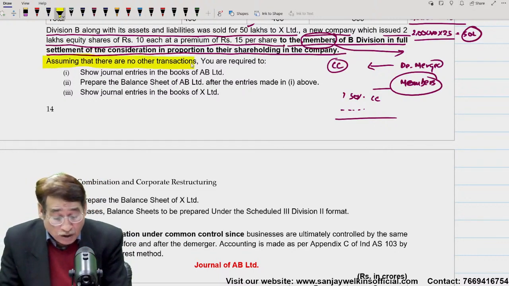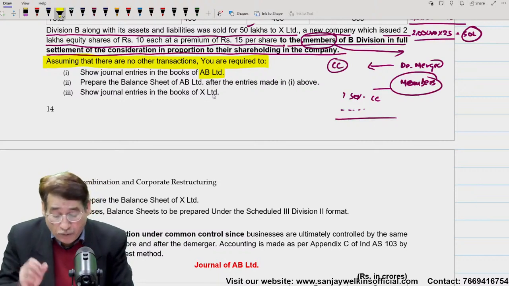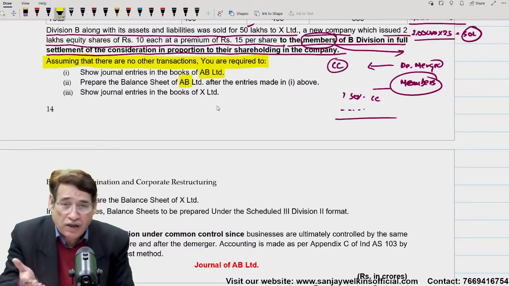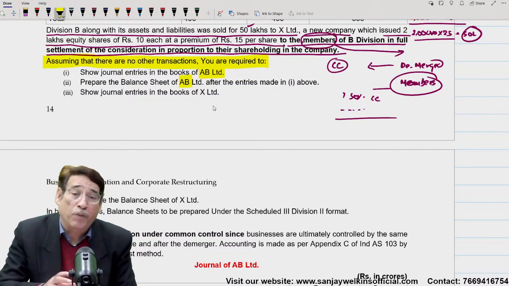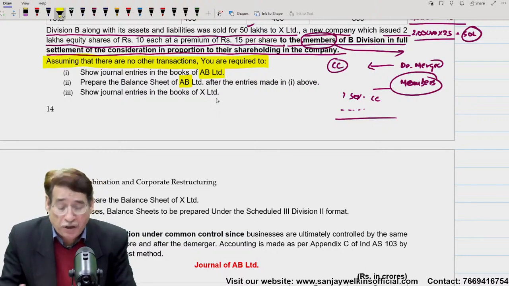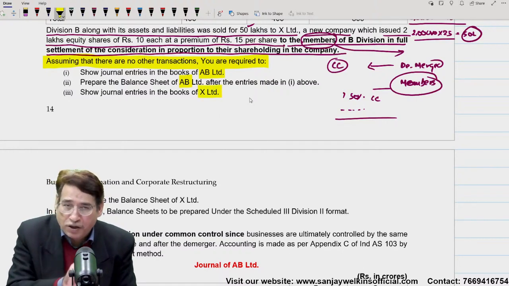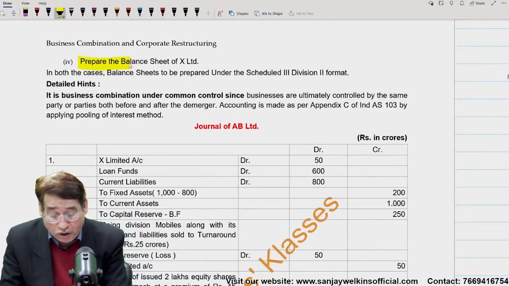Assuming that there are no other transactions, you are required to show general entries in the books of AB Limited. AB Limited is the demerged entity, number one. Number two, prepare the balance sheet of AB Limited. This is exactly what I told you, that in the books of the demerged entity you will have to pass the entry and prepare the balance sheet. Further, we have to pass the entries in the books of X Limited, the new company. And of course, we are supposed to prepare the balance sheet in the books of the new entity.